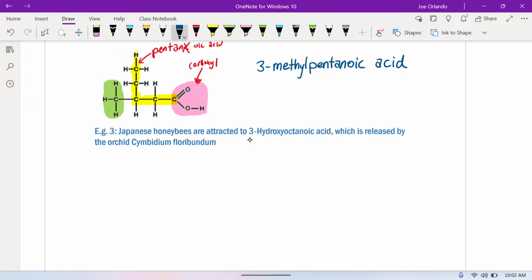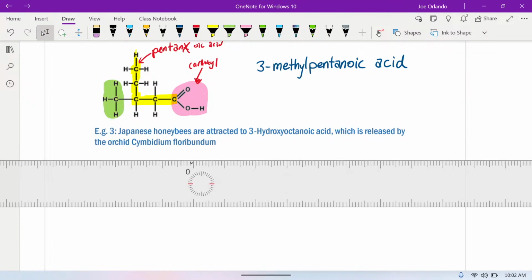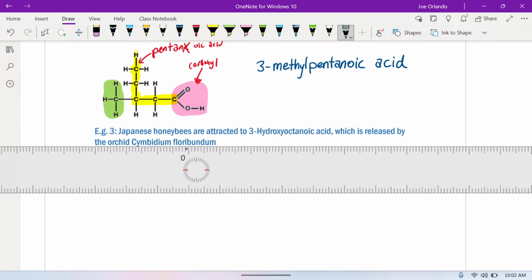Japanese honeybees are attracted to a compound that is released by the orchid Cymbidium floribundum. You could name your kid that too if you want. Cymbidium floribundum Mencken. It's got a ring to it. Anyway, biology students, what's wrong about that? Or, yeah, good. So let's fix that. English students, what's wrong with that? That hurt my feelings, but we'll ignore it. English students, what's wrong with the sentence?